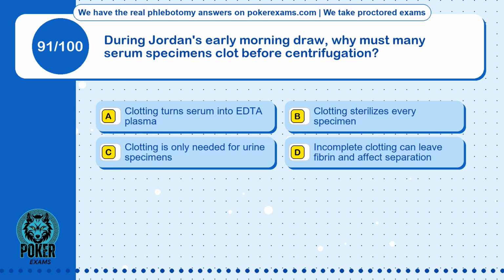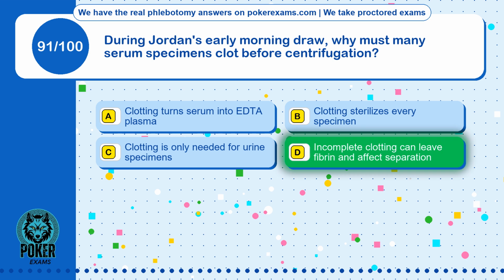Question 91. During Jordan's early morning draw, why must many serum specimens clot before centrifugation? Option A, clotting turns serum into EDTA plasma. Option B, clotting sterilizes every specimen. Option C, clotting is only needed for urine specimens. Option D, incomplete clotting can leave fibrin and affect separation.